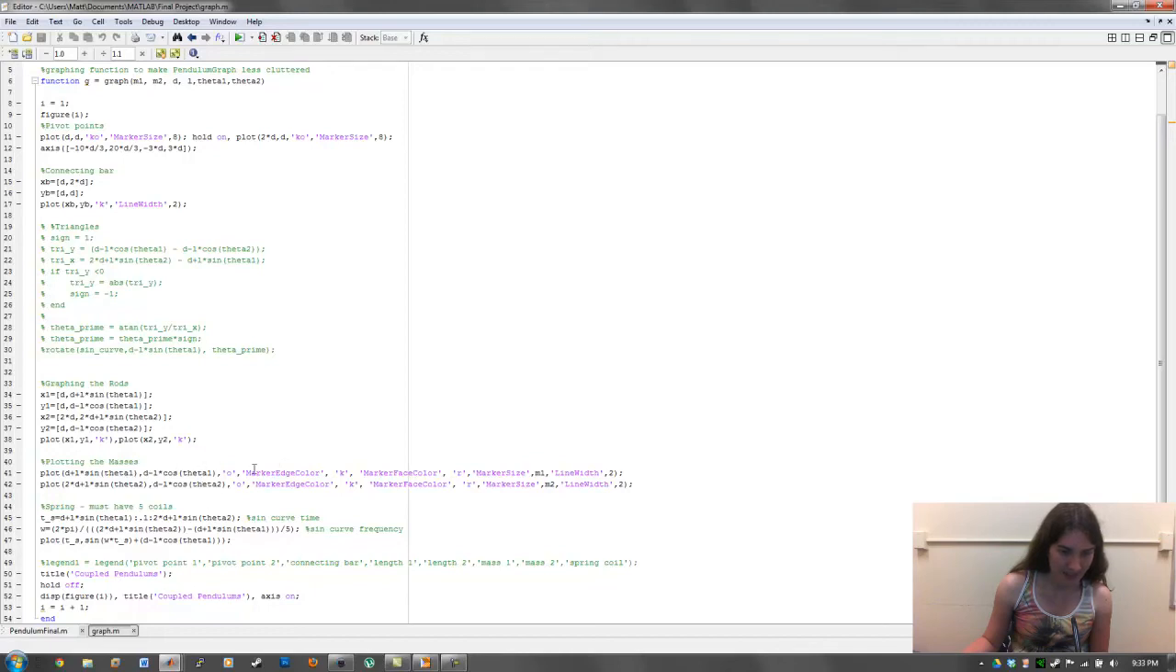And it's set so that the masses are circles with sizes that depend on M1, and the marker face is red. And then the spring starts and ends at the x values of the masses. And the sine curve frequency is programmed so that there are 5 coils in the spring. And then we have a legend that describes all the components of the graph.